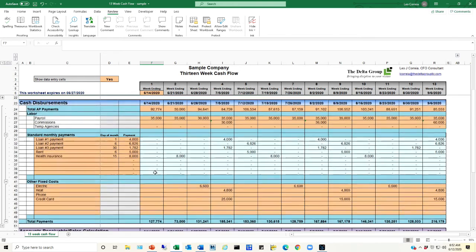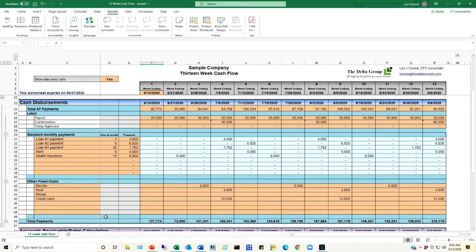The next piece of this is the fixed costs. These are costs which don't necessarily happen every week, or they don't happen on the same day every month. They might be irregular payments, they might have variable amounts, and sometimes if we have agreements to pay a vendor a certain amount each week, we can put it into this section.